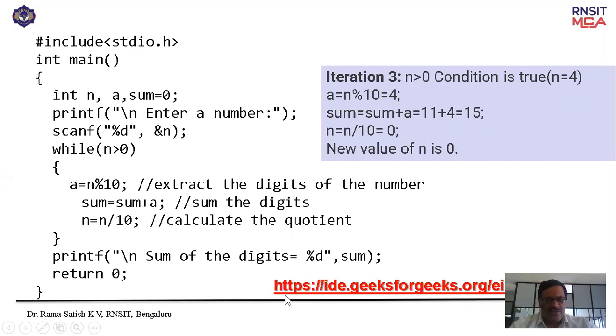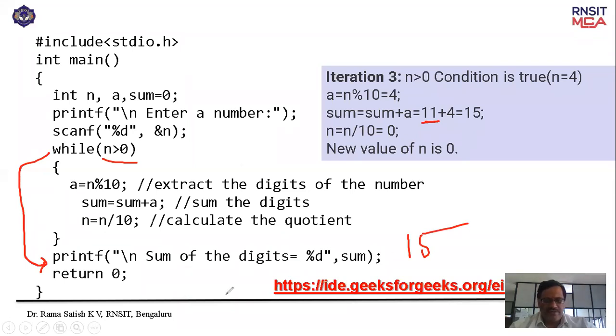Again, 4 is added to 11, which is the previous sum. 11 plus 4, 15 is the sum. And when you divide, n is equal to n divided by 10, it becomes 0.4. 0.4 is negligible, so it becomes 0. So the new value of n is 0. When n is not greater than 0, the while loop comes out. What is the next statement? Printf, the sum is equal to percentage d, sum. That is, it will print 15. 15 is the answer. And return 0.